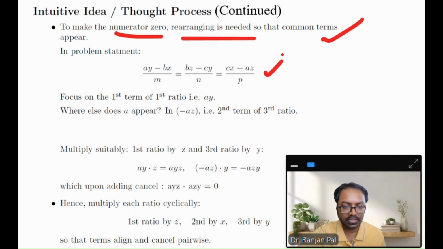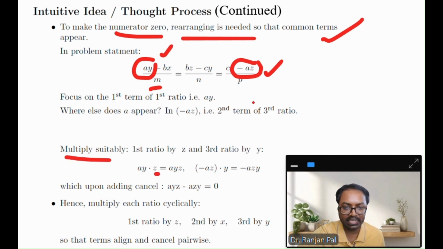So observe the given equation. Here in the first term of the first ratio, you get to see ay. Now once again, where does this a appear again? In the third ratio, once again, you get to see minus az. So by proper rearranging, if I multiply the first ratio by z and the third ratio by y, I can cancel out a few common terms. So that is where the intuition lies.